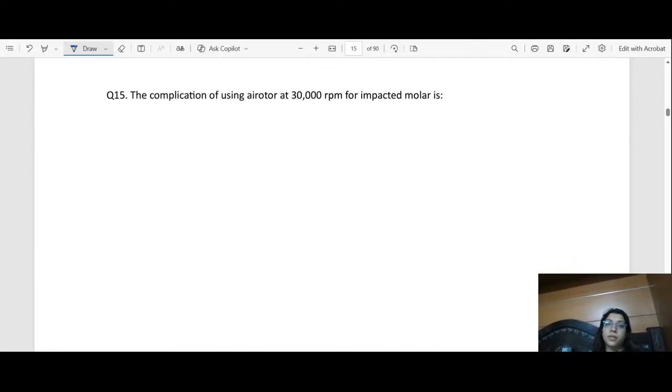Next, the complication of using an air rotor at 30,000 rpm for the impacted molar. The options are necrosis of the bone, tissue laceration, tissue necrosis, or emphysema. So, what is the answer here? It is the emphysema.